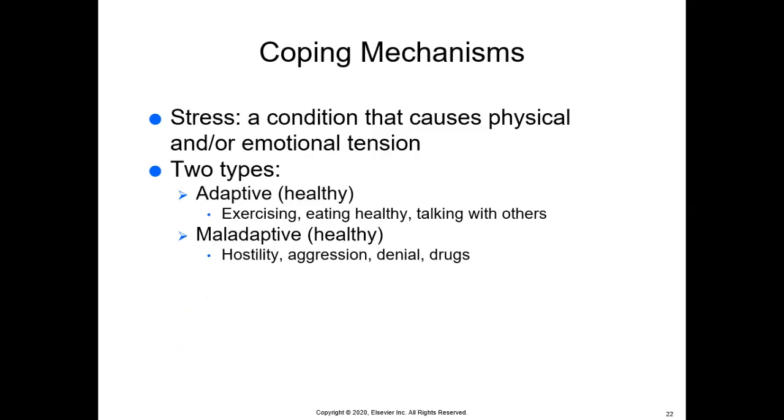So what are some coping mechanisms? Stress is a condition that causes physical and/or emotional tension. There are two types: adaptive, which is healthy. Exercising, eating healthy, and talking to others are healthy coping mechanisms for stress. Maladaptive is hostility, aggression, denial, and drugs.